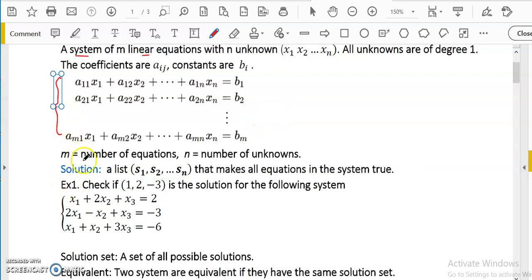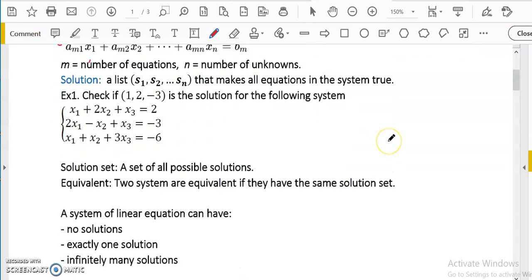If we have m equations, you would have m rows, and then you have n unknowns. These can be equal, can be different, but you can still solve it. So what is the solution? The solution is a list, sometimes we call it an ordered list, s1 to sn, that makes the equations in the system true. s1 would substitute for x1, s2 would substitute for x2, and the important thing is that all equations in the system are true, not just one, but all.